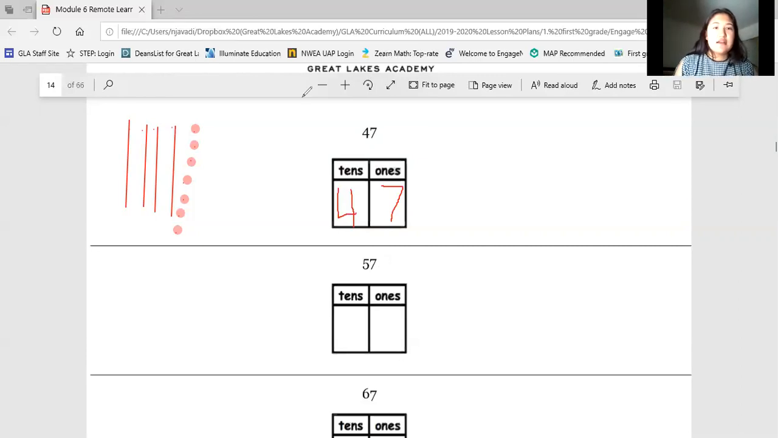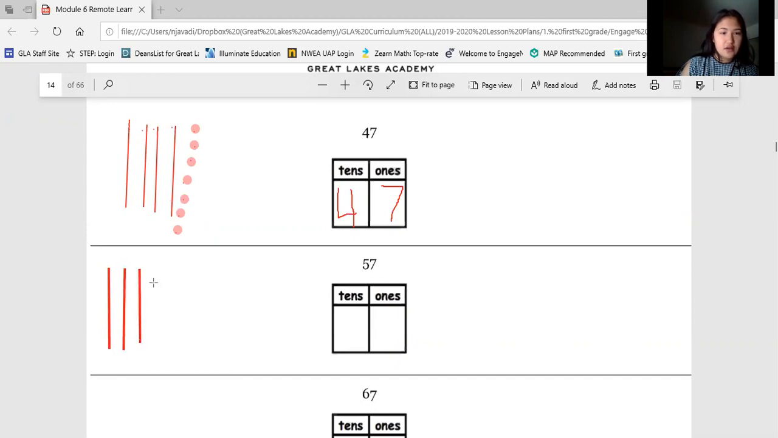Let's do it together. To draw 50, I'm going to need to use some 10 sticks. So I'm going to draw 1, 2, 3, 4, 5, 10 sticks. I drew 5 10 sticks because I have 5 tens. Now let's draw the ones. We're drawing 1, 2, 3, 4, 5, 6, 7 ones.